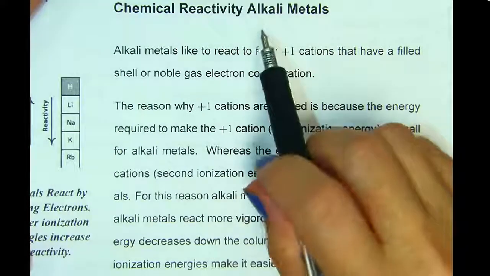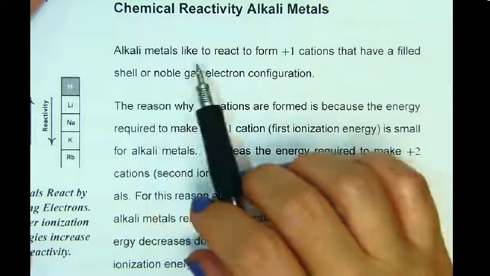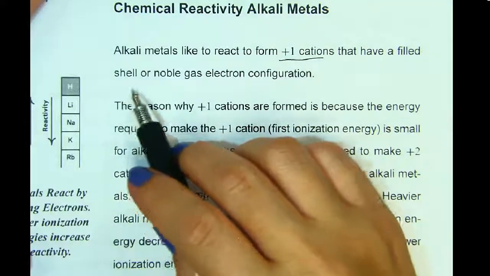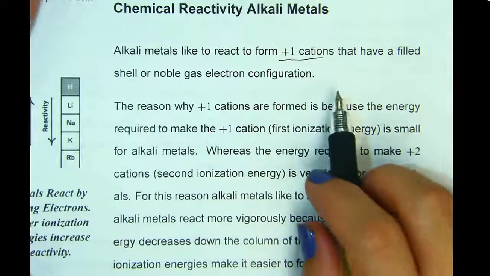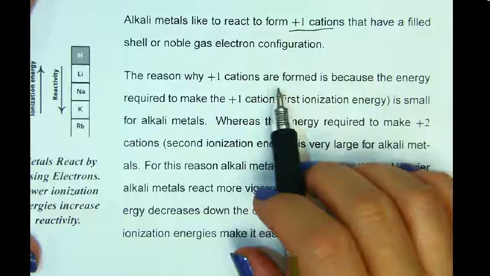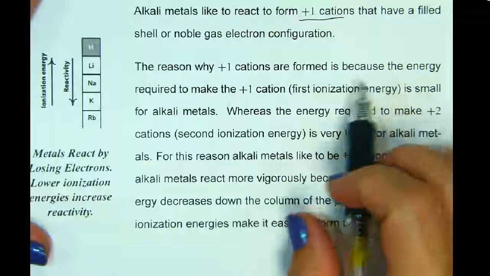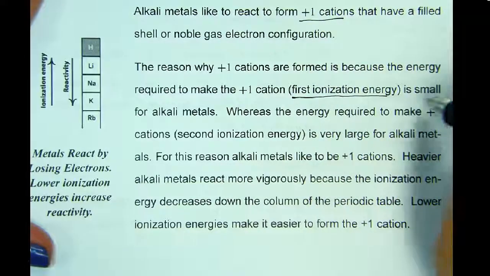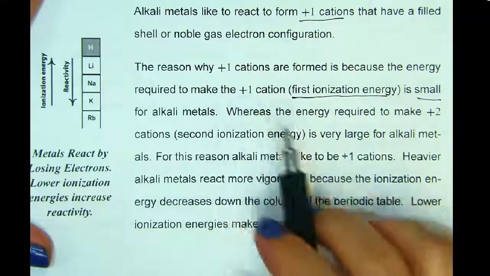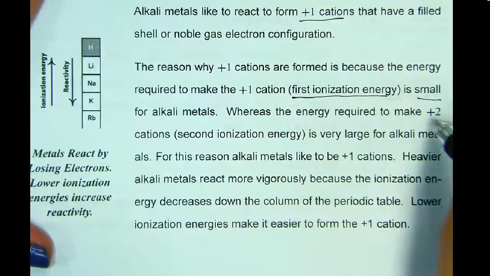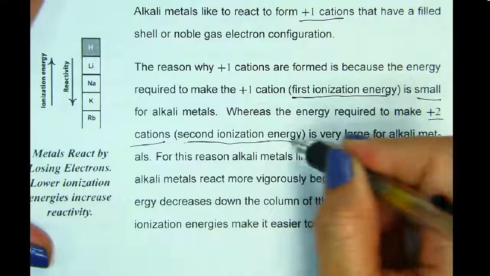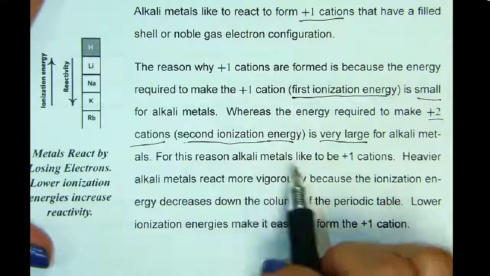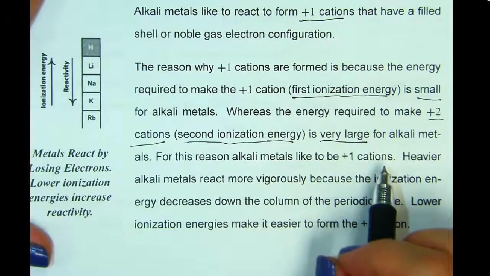Chemical reactivity of alkali metals. Alkali metals like to react to form +1 cations that have a filled shell or noble gas electron configuration. The reason why +1 cations are formed is because the energy required to make the +1 cation, the first ionization energy, is small for alkali metals, whereas the energy required to make a +2 cation, the second ionization energy, is very large for alkali metals. For this reason, alkali metals like to be +1 cations.